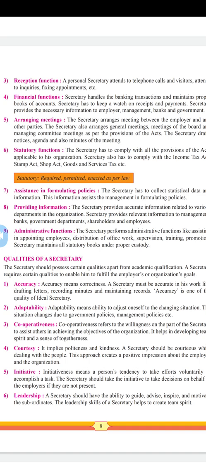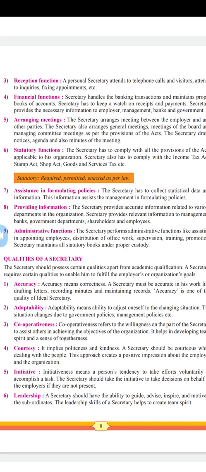acts, different acts, amendment of different acts. He should know about it. That's why he also performs the statutory functions. Secretary also has to comply with the income tax act, then the stamp act, shop act, goods and service tax act, that means GST, etc. That means he should have the knowledge about all these taxes to perform the statutory functions.